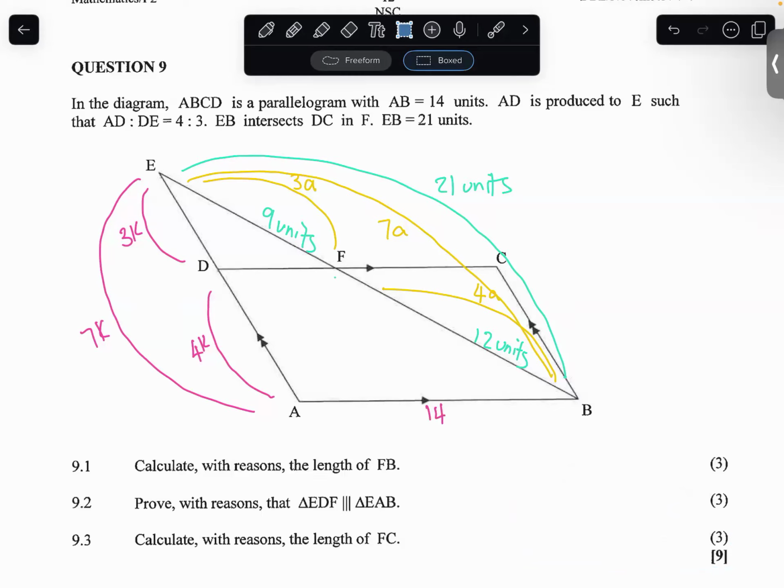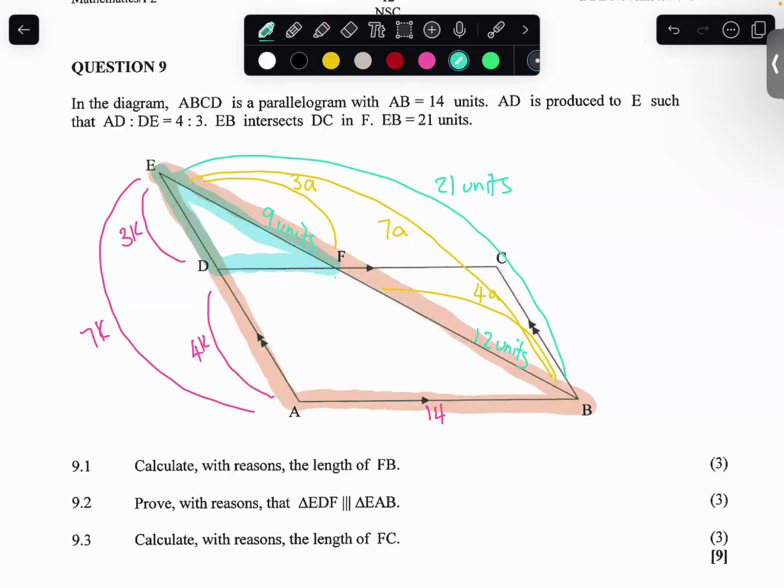Okay, 9.2 says, prove with reasons that triangle EDF is similar to triangle EAB. EDF, I'm going to highlight them, right? Right, so we need to prove with reasons that triangle EDF, which is this one, is similar to triangle EAB, which is this one.